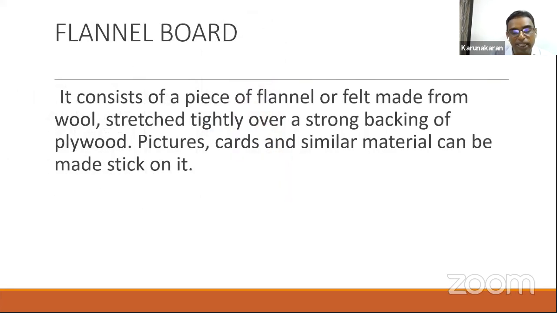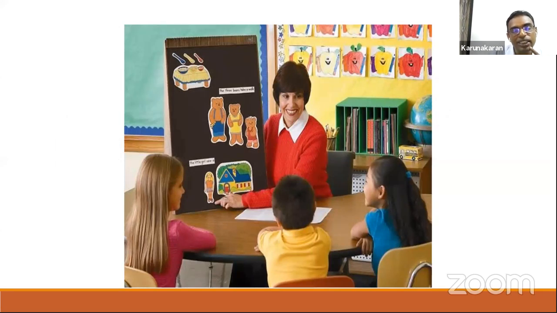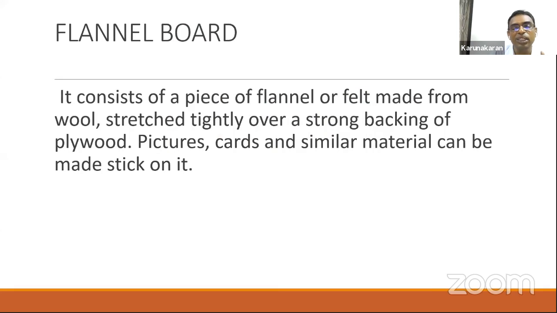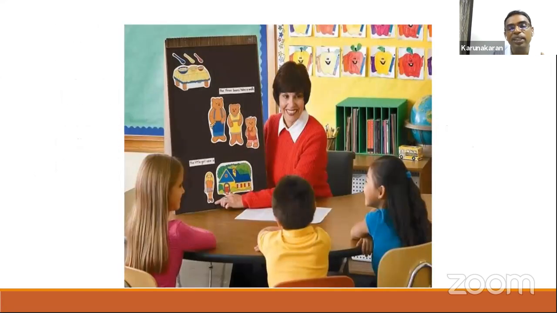And flannel board. So flannel board is like this. What it consists of is a piece of flannel or felt made from wool stretched tightly over a strong backing of plywood. Pictures, cards, and similar material can be made to stick on it, right? Particularly, the flannel board can be used in the primary section to teach them some images, the names of animals, names of birds. To teach these basic things, we can make use of this flannel board in the primary classes.